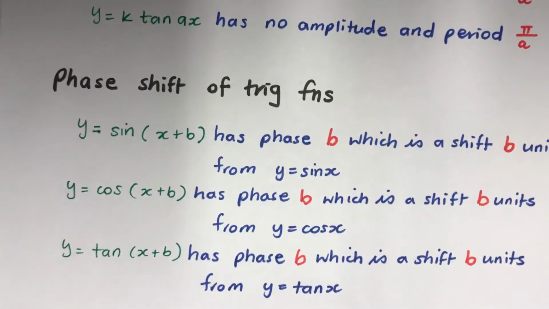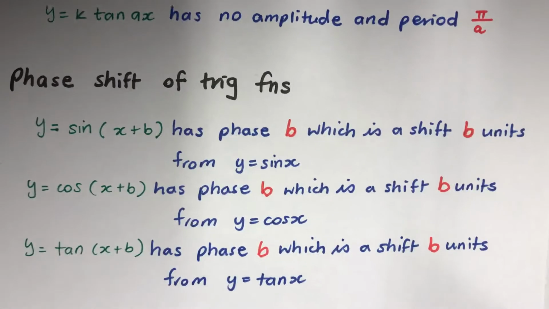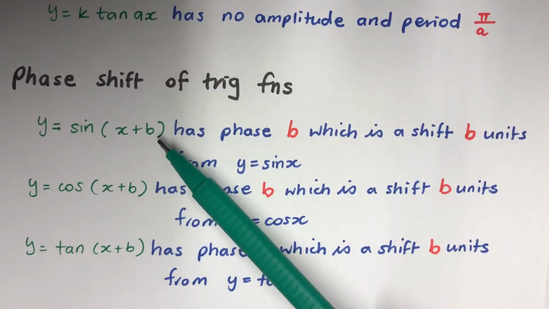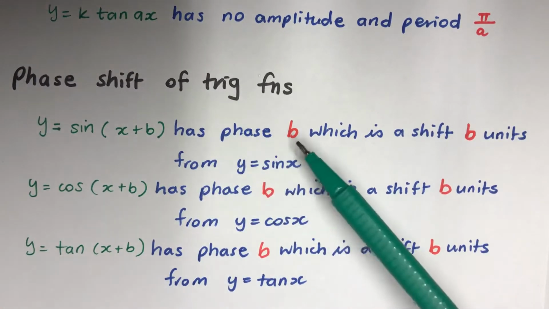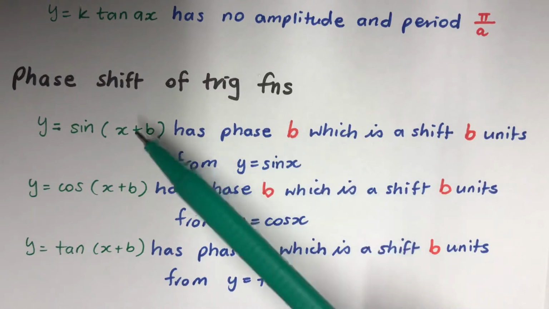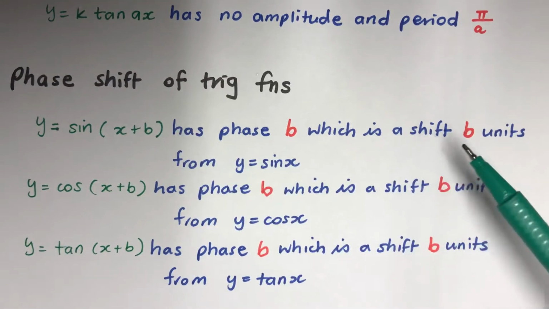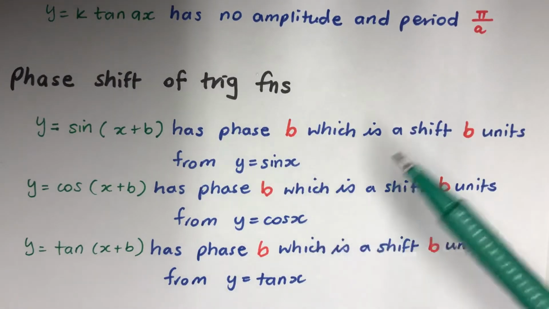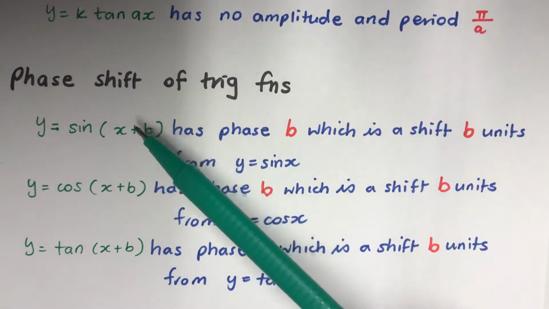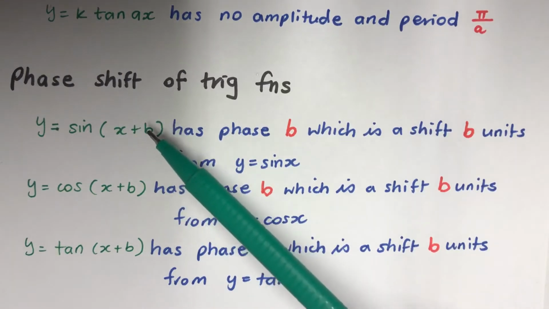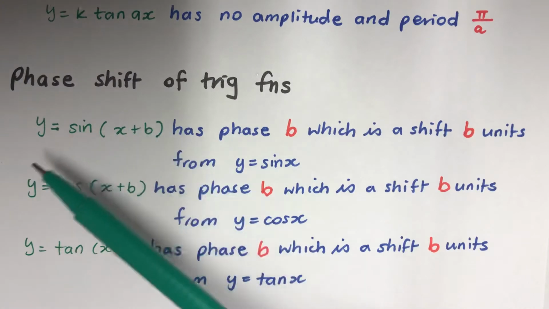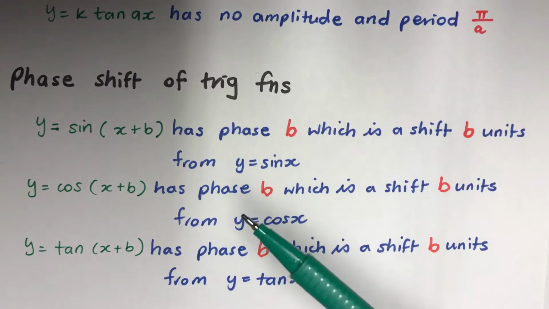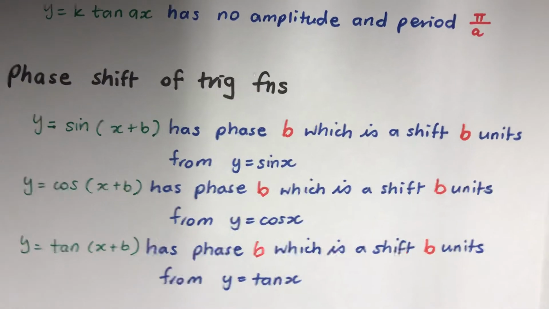Now, phase shift of trig functions. So, y equals sine (x plus b) has a phase shift b, which is a shift of b units from y equals sine x. Now, I have to think about this. B is positive here, so it's going to be moving to the left. If it was x minus b, it will move to the right. Okay, so it's shifting.